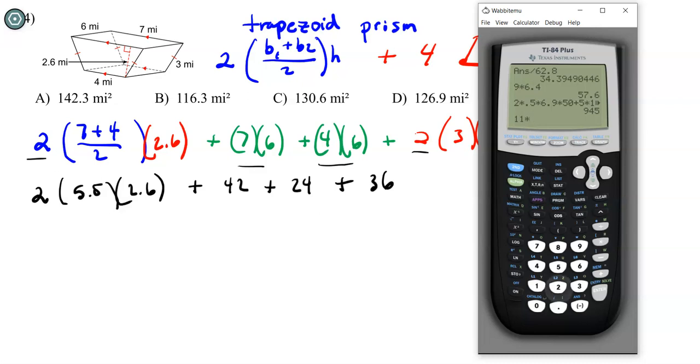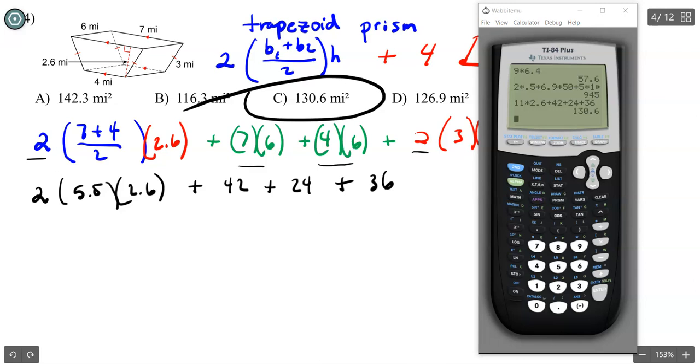times 2.6. Add that to 42. Add that to 24. Add that to 36. Bam. 130.6. Awesome. Correct answer is C.